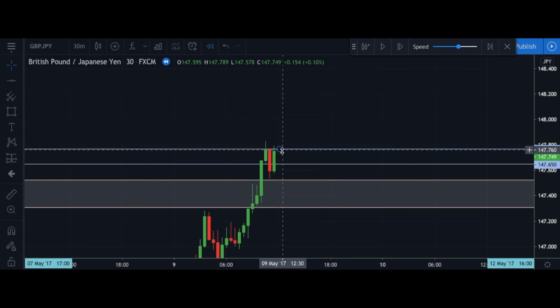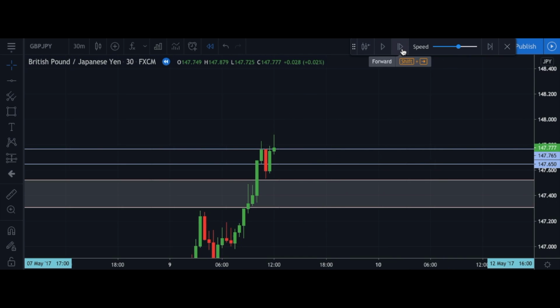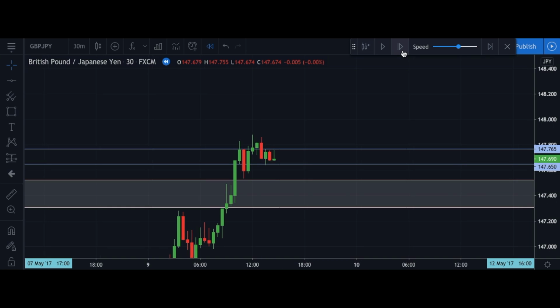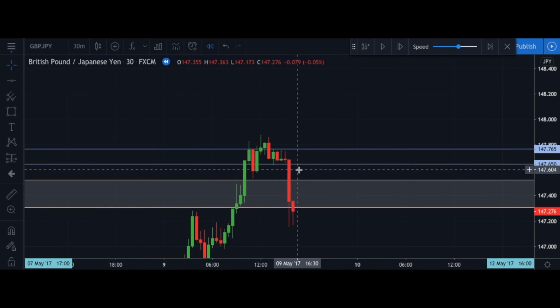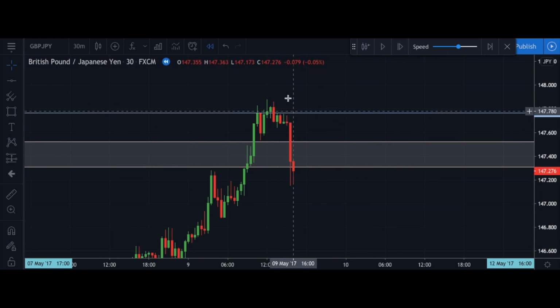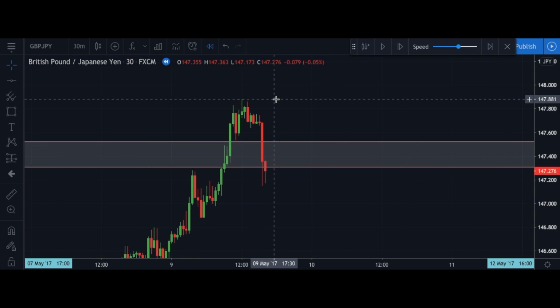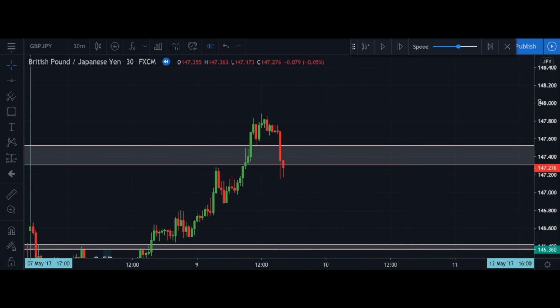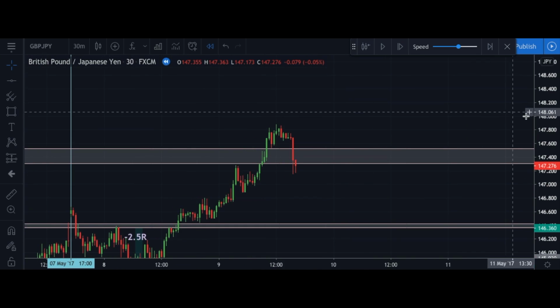I want to see what happens from here. Oh, went up. Oh, snap. The price ended up not being able to break this area, so for me, I wouldn't take a trade on Tuesday. So in my backtesting journal, I would just be putting no trade, and then I would just keep going along like that.